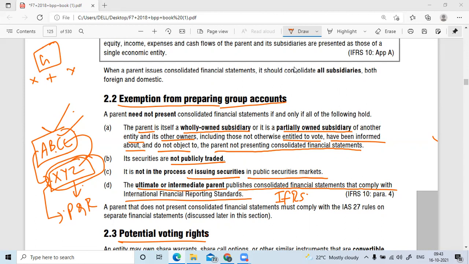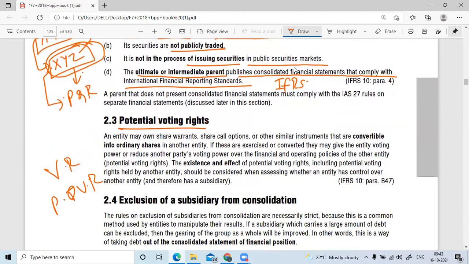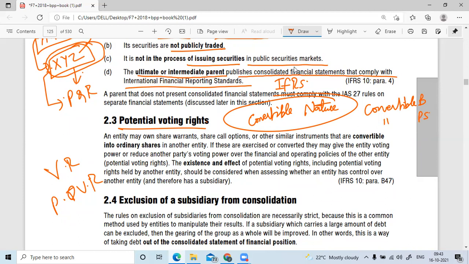There is a difference between a shareholder and a potential shareholder. A shareholder is an existing shareholder. A potential shareholder is someone who can become a shareholder in the future. In the same way, existing voting rights are the voting rights which existing shareholders already have. Potential voting rights are nothing but securities of a convertible nature. What are the convertible securities? Convertible bonds, CCDs, convertible preferred stock, or share warrants.